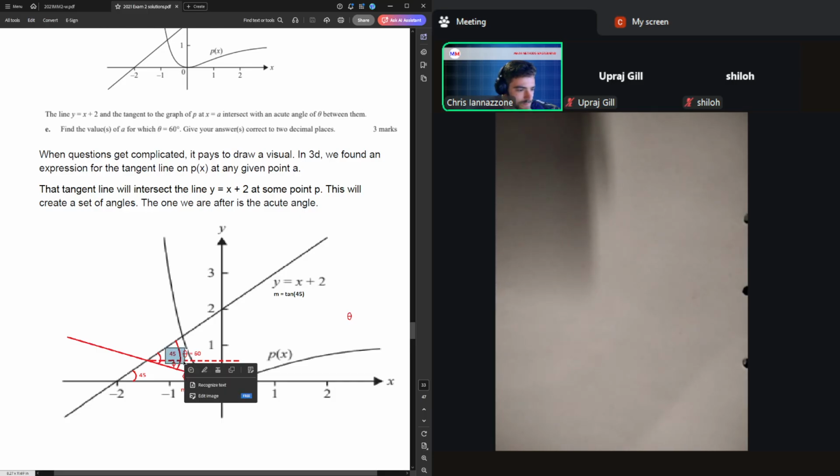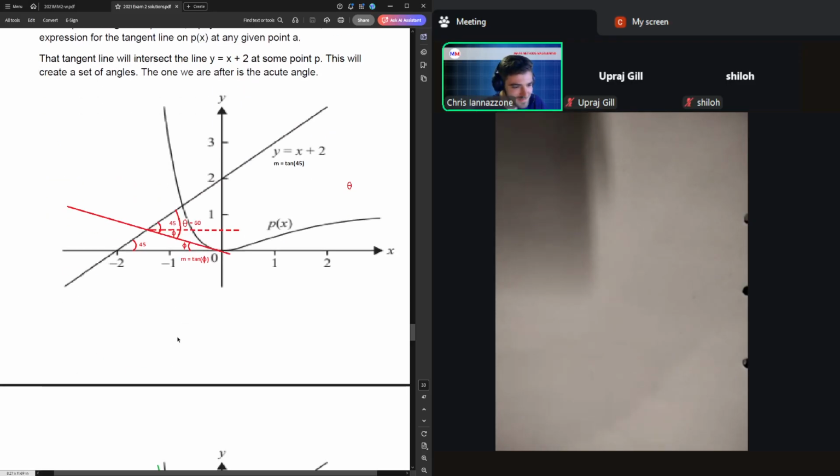And so, you know, this is 45, this is 60. We now know what this angle is. And because gradient is associated with angle, that's going to give us the gradient that this tangent line must have for it to create an acute angle of 60 degrees.